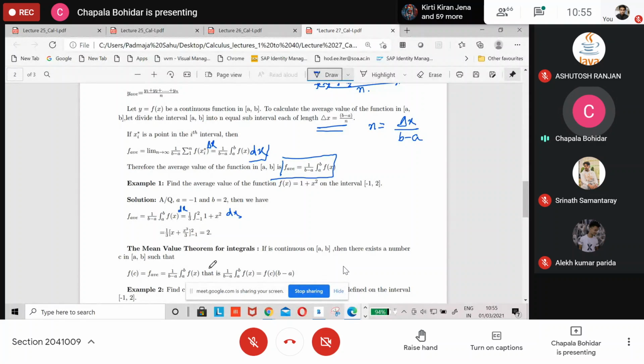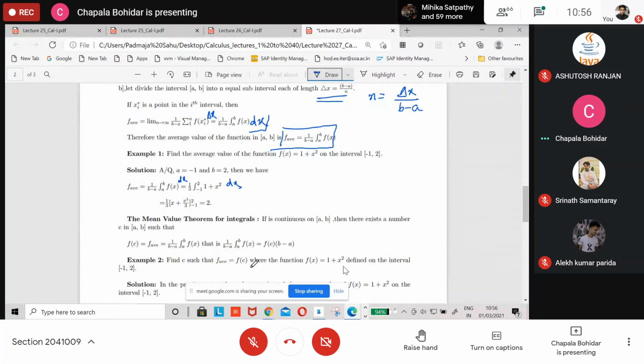Then come to the mean value theorem for integrals. Write down this. Mean value theorem for integrals: if f is continuous on [a, b], then there exists a number c in [a, b] such that f(c) equals f average, which is 1/(b-a) times the integral from a to b of f(x) dx. That is, the integral from a to b of f(x) dx is equal to f(c) times (b-a).